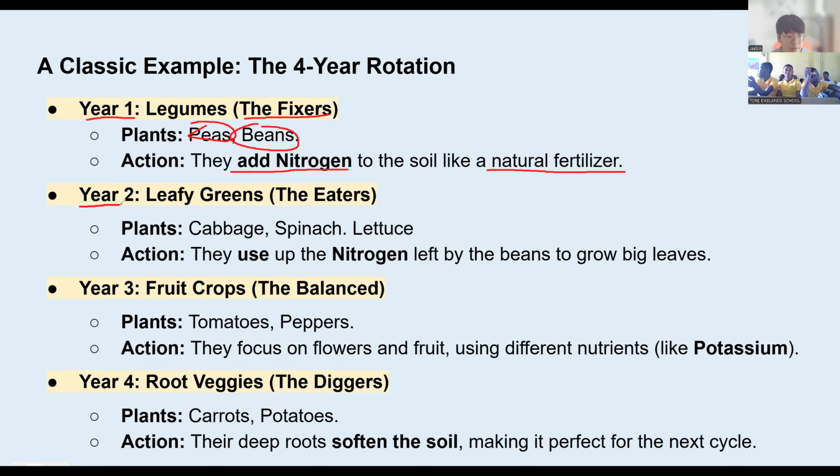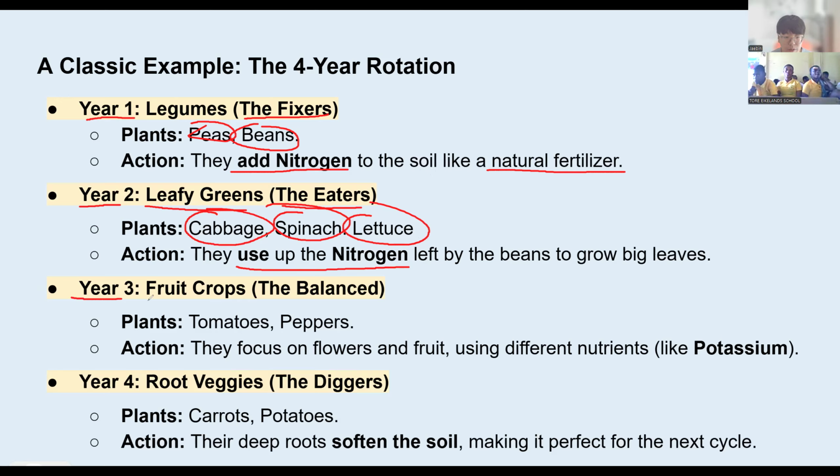In the second year, there come the leafy greens. They're also called the eaters because they take the nitrogen made by the legumes. Examples are things like cabbages, spinach, and lettuce. So yeah, they use up the nitrogen.